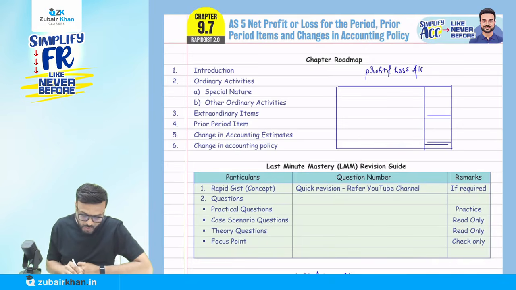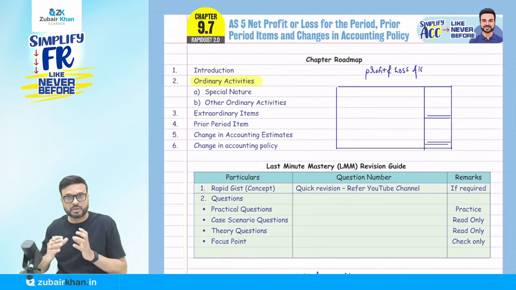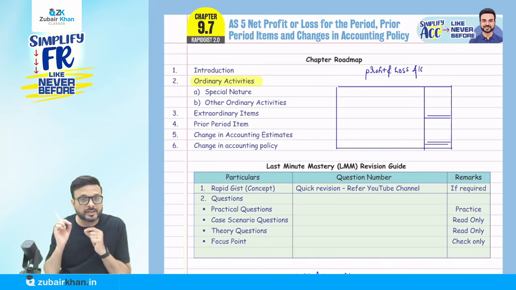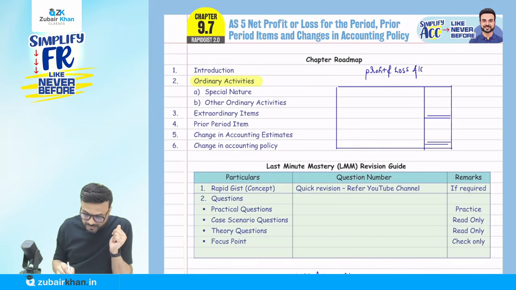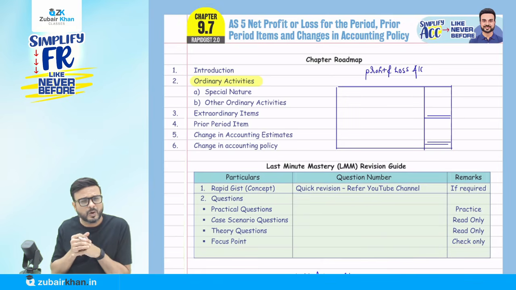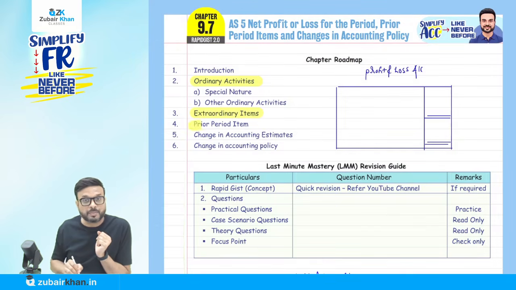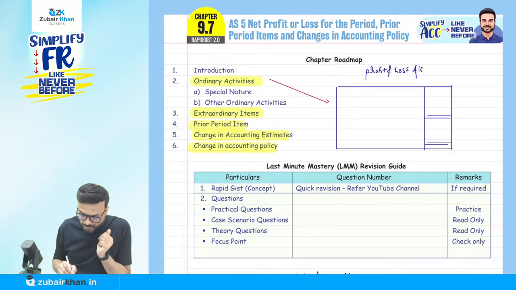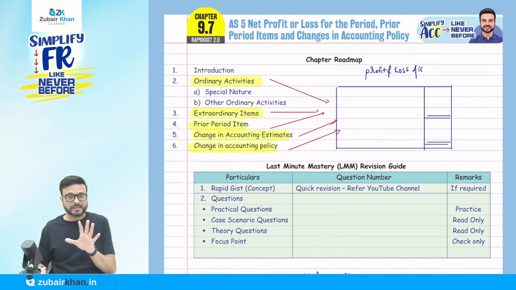For example, here, ordinary activity. I will discuss each of them in detail with you, but I'm giving a background of what this AS 5 is. They talk about certain items which come in my P&L account: ordinary activity, it might be an extraordinary item, a prior period item, a change in accounting policy, or a change in accounting estimate. So when we prepare the profit and loss account, many items come in, and we'll discuss each of them.